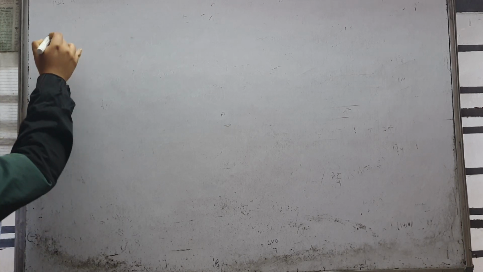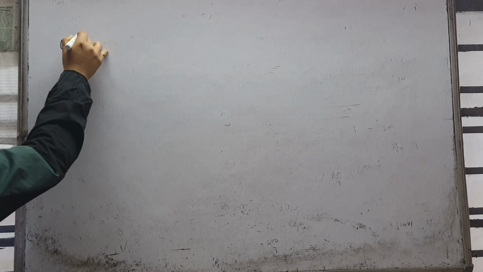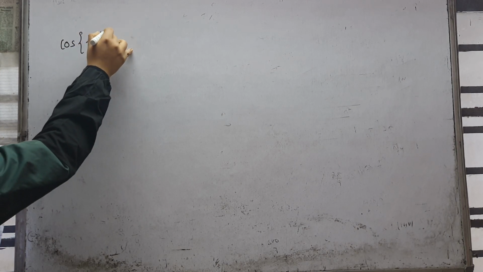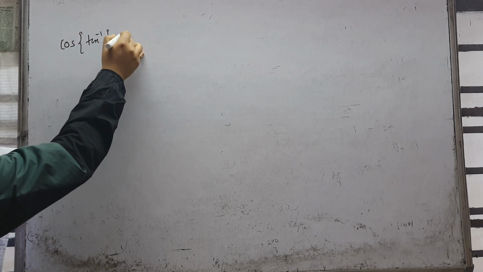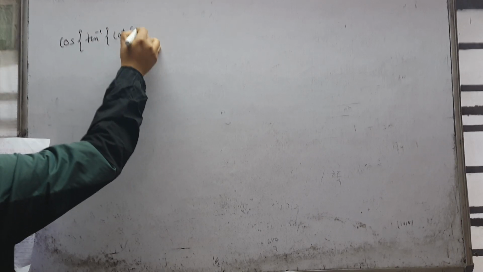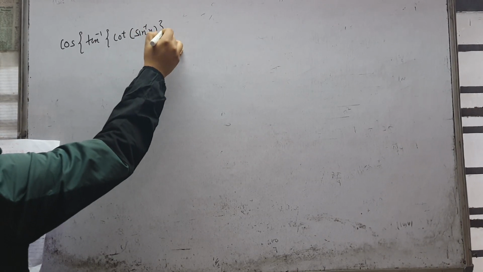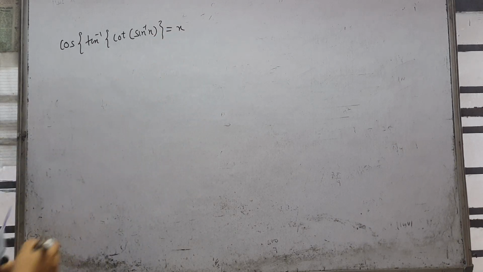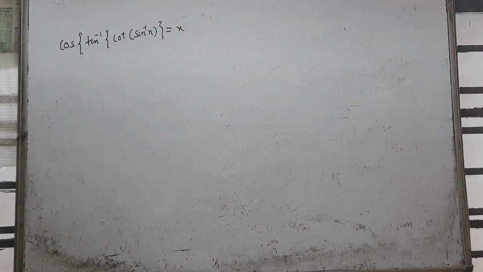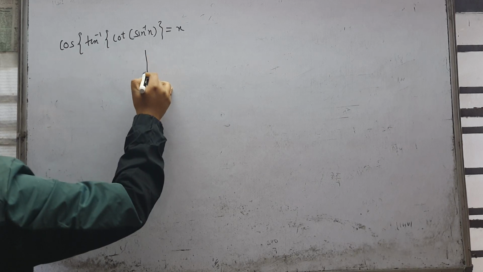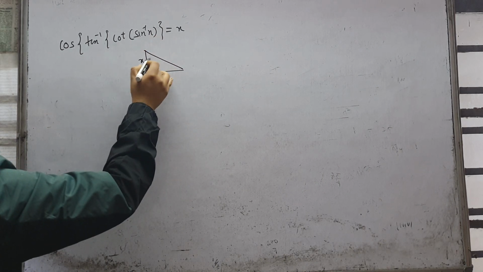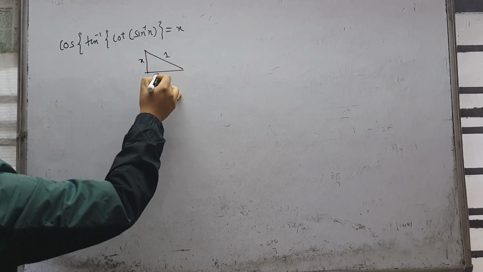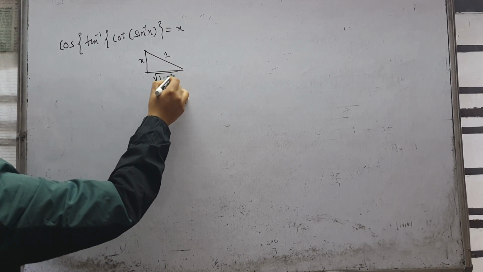Okay, what about this, please? Cos, curly bracket, tan inverse, curly bracket, cot, open bracket, sine inverse x, close the curly bracket, equal to x. I have to prove that this is x. How did I teach you? Pythagoras theorem. At every stage you can do this. Please look up. What is sine? So what will be your base? Under root 1 minus x square.